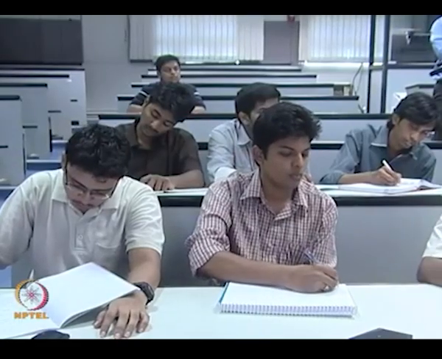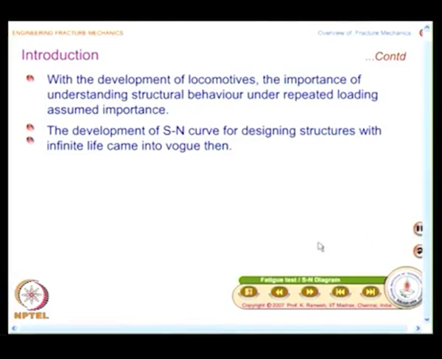And there are ways, fatigue itself is a vast subject, there are ways to count the number of cycles, in what way you have to go about it, and so on and so forth. But the important aspect here is you have been able to improve your design methodology by bringing in the aspect of alternating load.